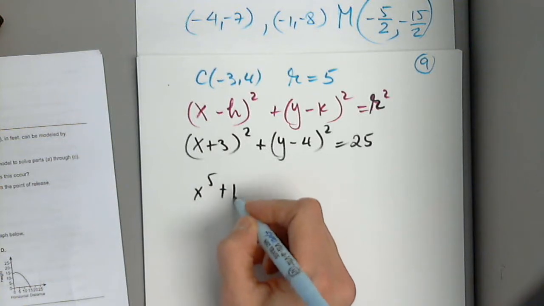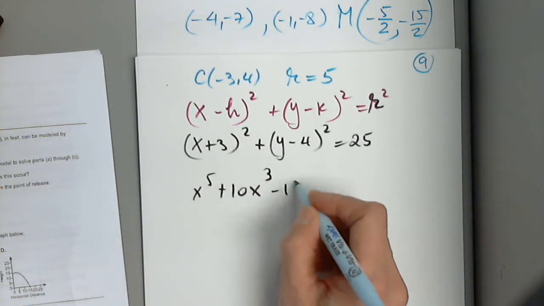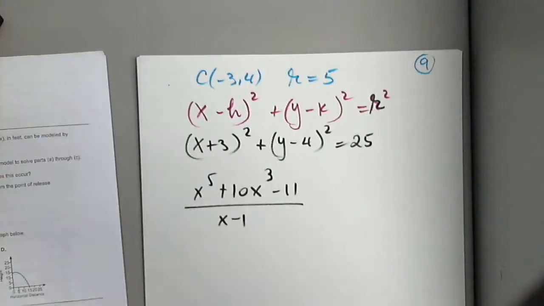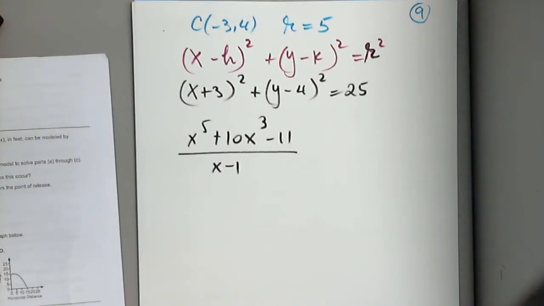x to the 5th plus 10x to the 3rd minus 11 over x minus 1. I have a question. Yes, please. Oh, wait, no, I was just asking for the equation. It wasn't asking for you to solve it. Yeah, no, you can't. I was trying to figure out how to solve it. If you remember, let me refresh your memory on the equation of the circle.